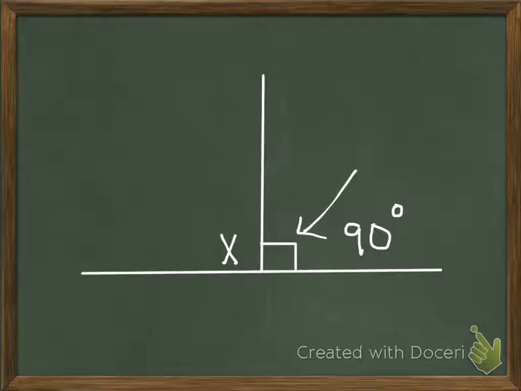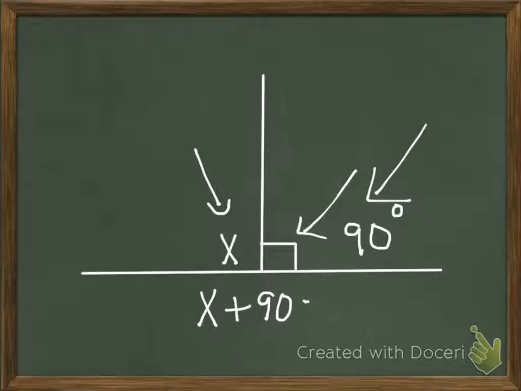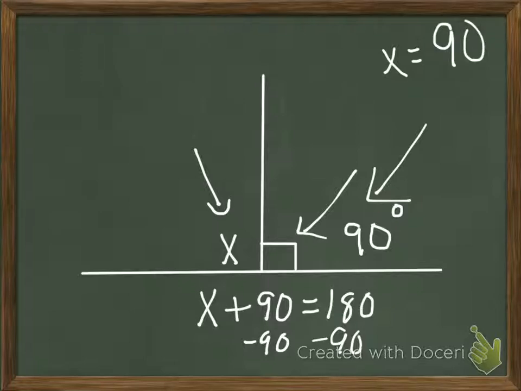In theory, if we add this angle here, angle X, to this angle here, 90, it will equal 180 degrees. So let's see how we would set up this equation. X plus 90 equals 180. So now all we very simply do is solve it. We subtract 90 on both sides and we get X equals 90. So this as well is a 90-degree angle. Go ahead and get this down.